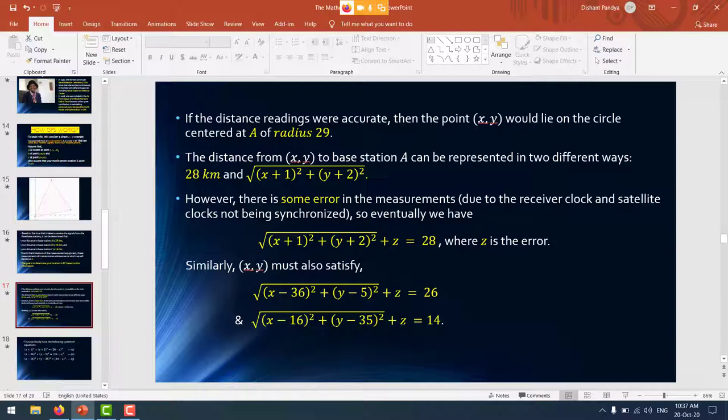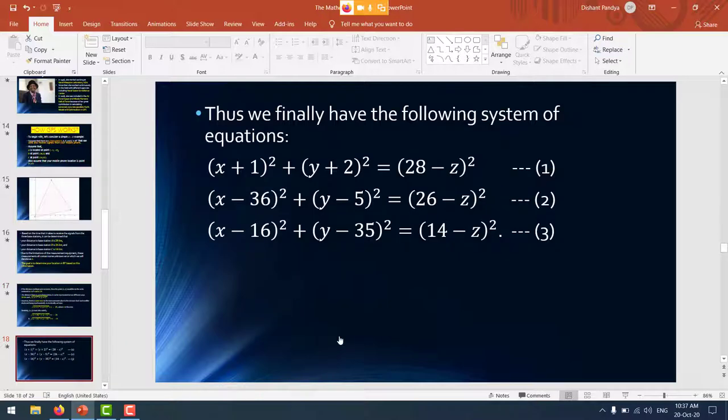Now similarly, you can go with the same kind of computation for base station B and base station C. So I have written here all these equations, you can see, and then you can have the system of all these equations, equation 1, 2, and 3.